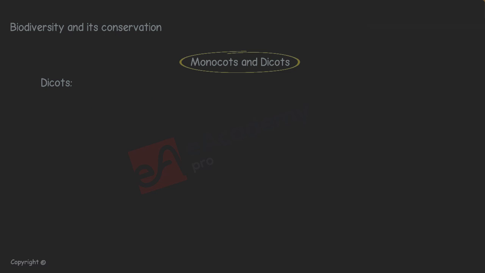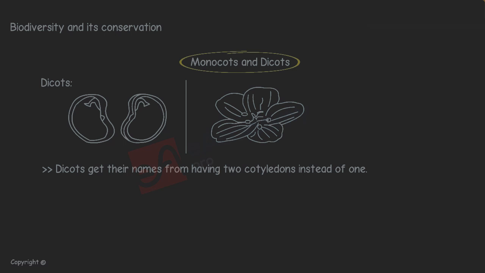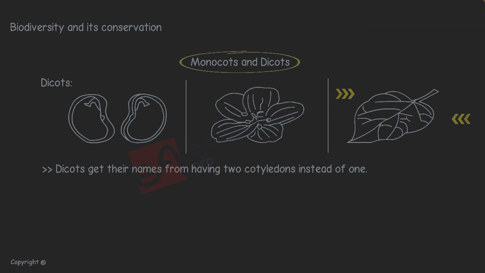Dicots. The word di means two. Dicots get their names from having two cotyledons instead of one. Dicot flower parts come in multiples of 4 or 5. Count the petals and identify whether they are multiples of 4 or 5. Dicot leaves have veins that are scattered or netted. This means they do not follow a pattern.